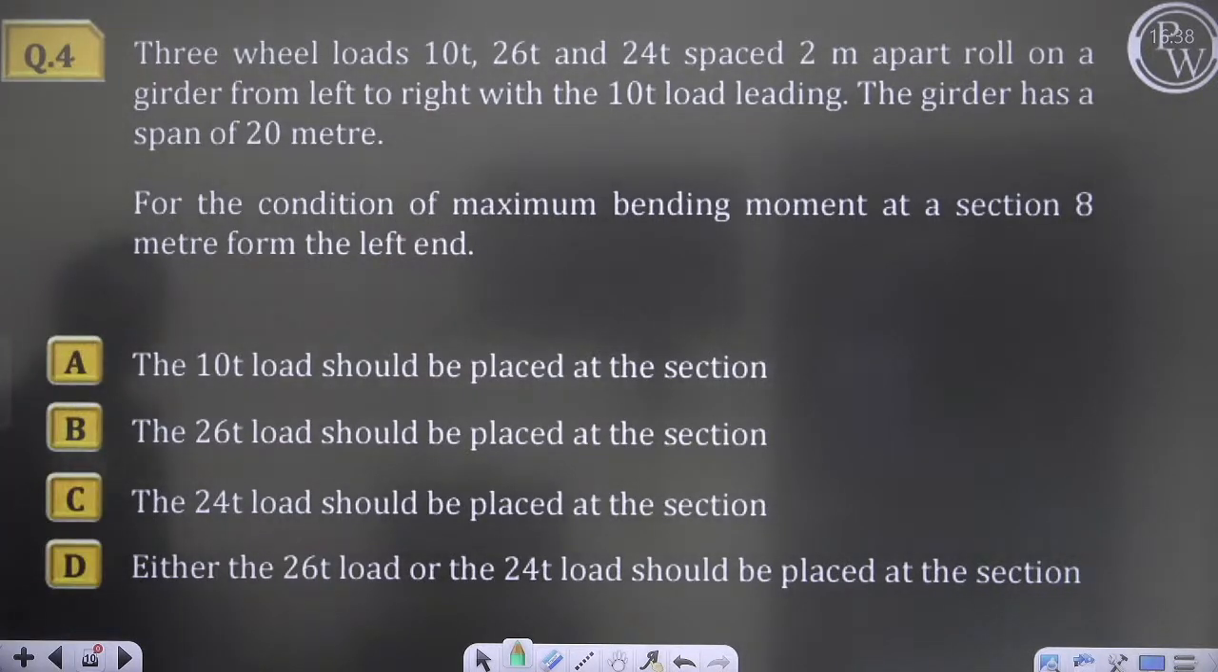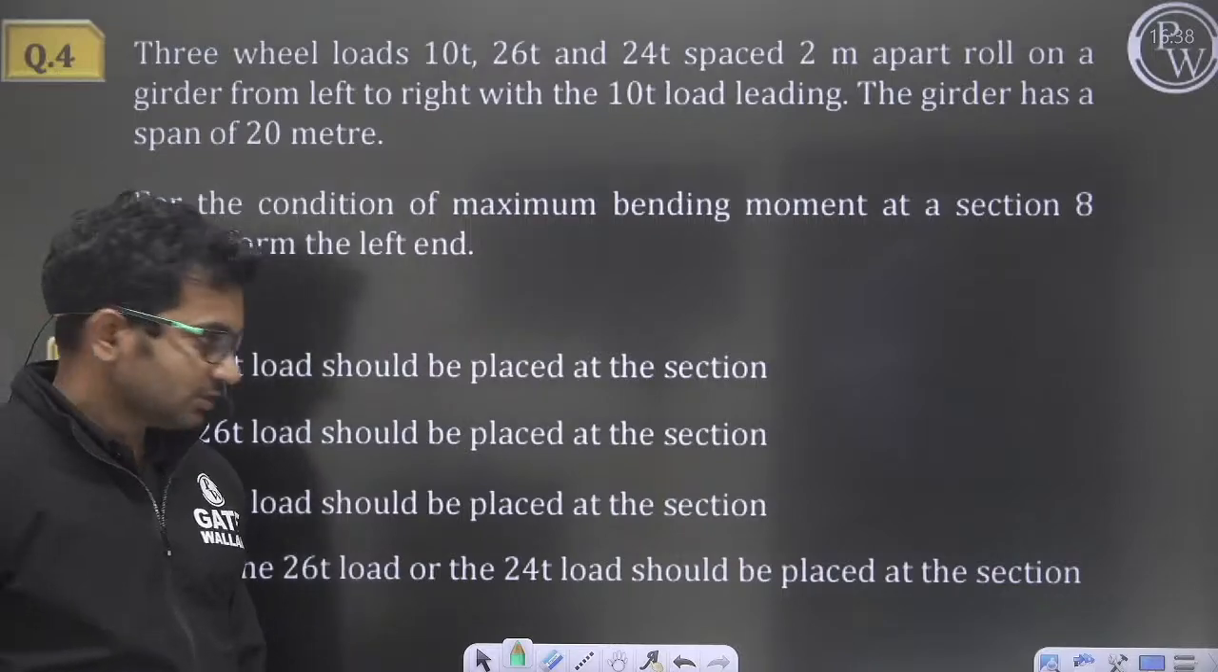Question number 4. Three wheel loads 10 ton, 26 ton and 24 ton spaced 2 meter apart roll on a girder from left to right with the 10 ton load leading. The girder has a span of 20 meter. For the condition of maximum bending moment at section 8 meter from the left end, we have to find out what should be the position of the load. So try solving it.